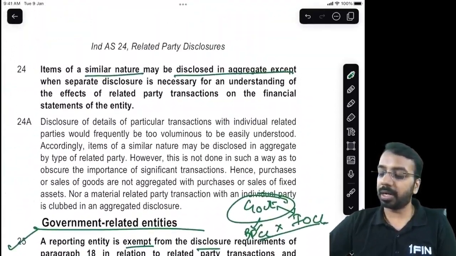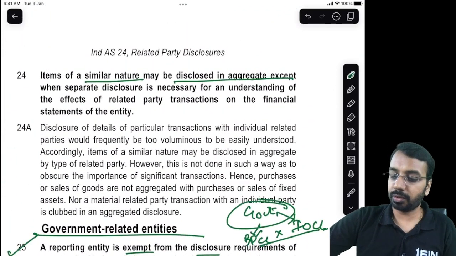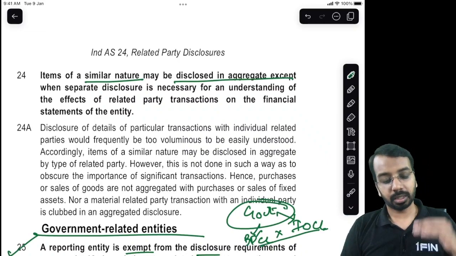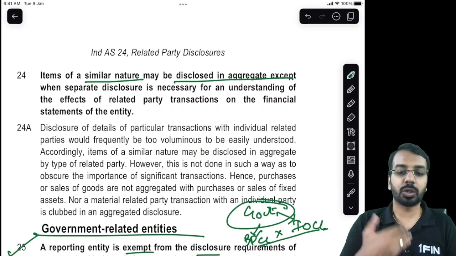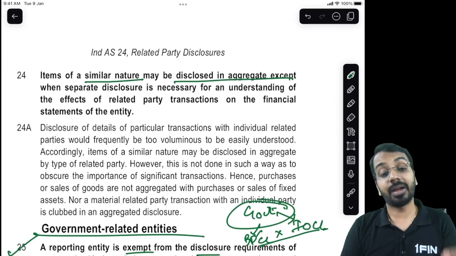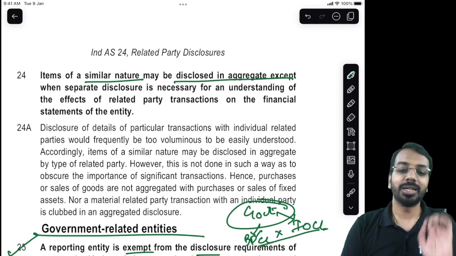Right. So that is where we come to the conclusion of Ind AS 24. Disclosures are very important. Go through the notes, revise the disclosures a couple of times, and revise who is a related party and who is not a related party.